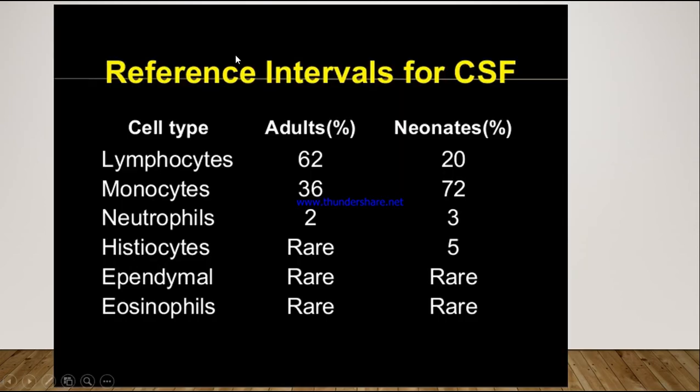Now the reference intervals for CSF. Lymphocytes: in adults 62%, in neonates 20%. Monocytes: in adults 36%, in neonates 72%. Neutrophils: in adults 2, in neonates 3. Histiocytes: rare in adults, in neonates 5. Ependymal cells are rare in adults and rare in neonates. Eosinophils are also rare in both adults and neonates. This is the reference interval for CSF when a patient has a microscopic examination of CSF.